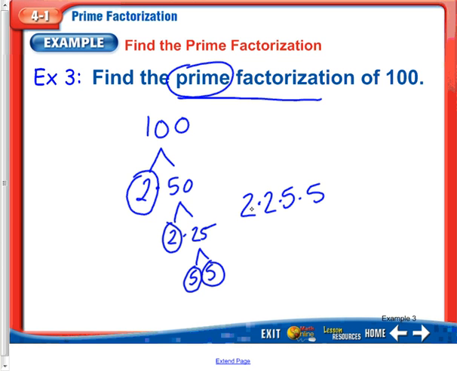But we can write this in another way. We've been working with exponents in prior lessons. We know that 2 times 2 can be written as 2 squared, and 5 times 5 can be written as 5 squared. So the correct way to write this answer with prime factorization is 2 squared times 5 squared. So to make the number 100, you're using two 2's and two 5's.